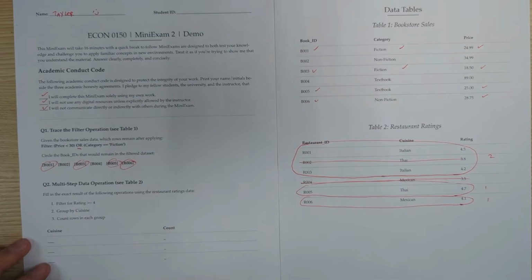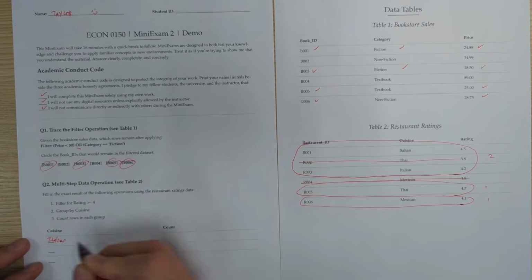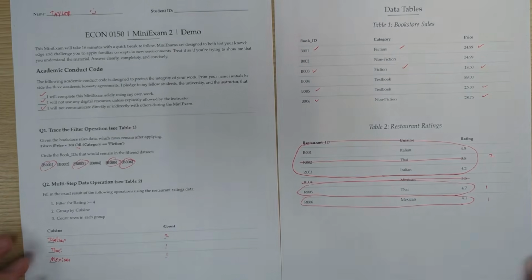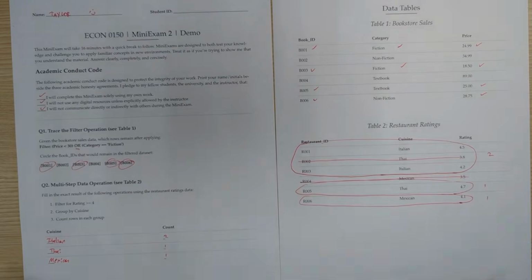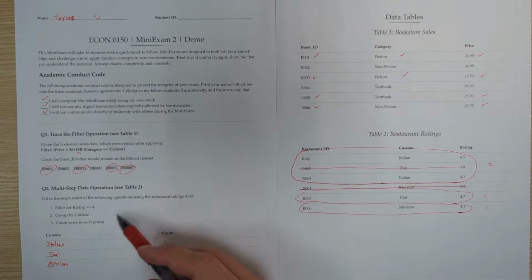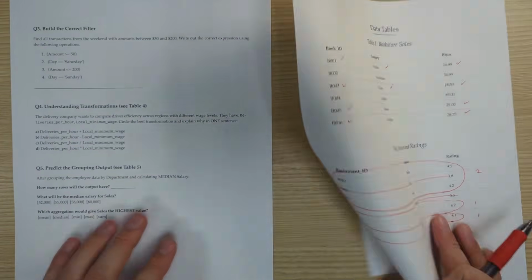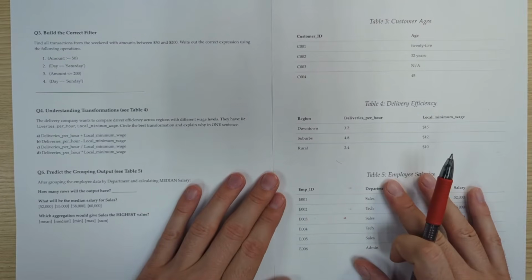So let's write in the cuisine. This is a little bit funny of a format, but here we have Italian, and we have 2. We have Thai, and we have 1, and then we have Mexican, which is 1. All right, so nice. So this is the result of the operations. So let's flip over, and we have 3 more questions.